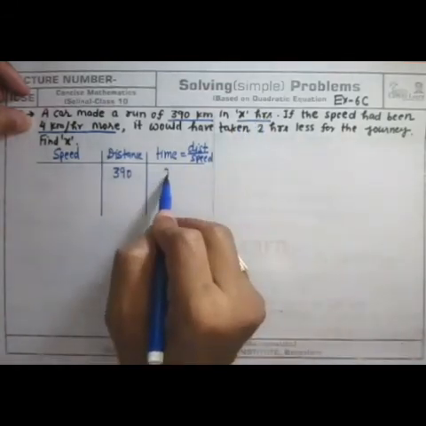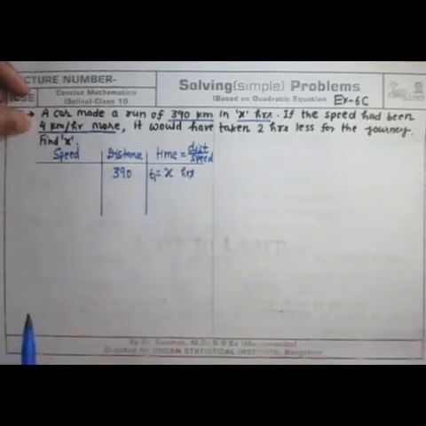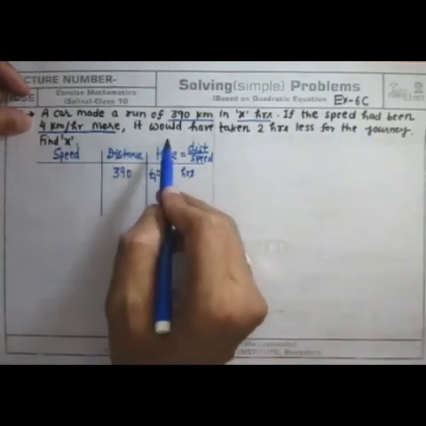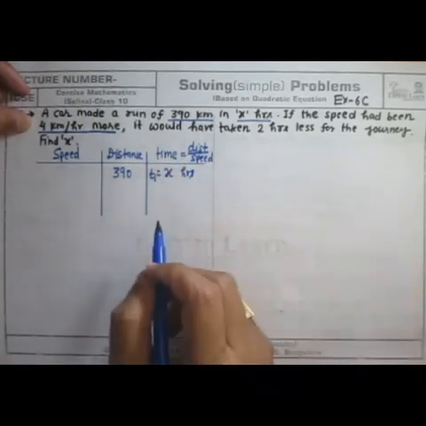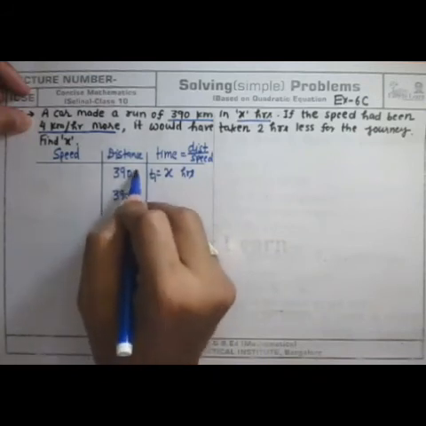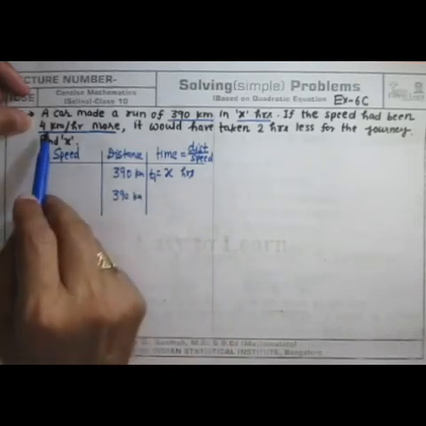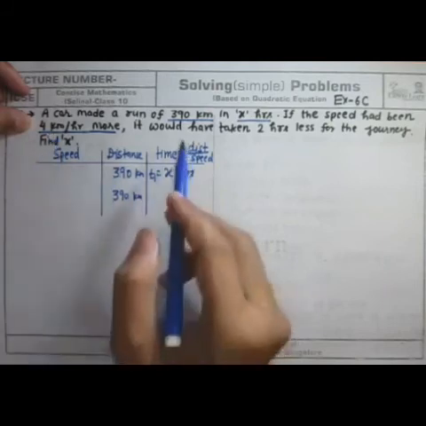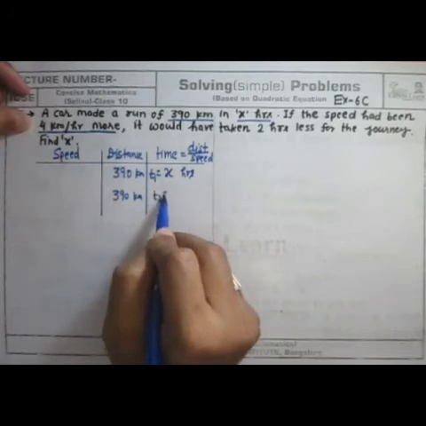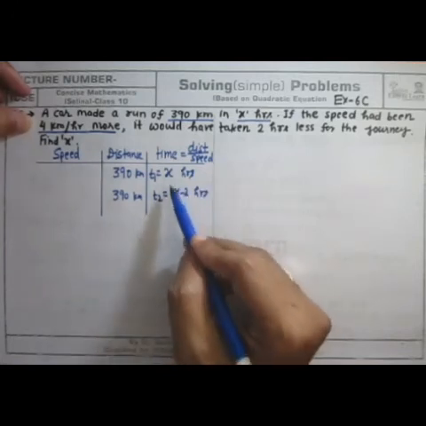So here time is given, t1 is given what? x hours. Now if the speed had been 4 km per hour more, it would have taken 2 hours less for the journey. So second time, to cover the same distance in kilometers, clear, if speed is 4 km more than the previous one, it would have taken 2 hours less. So this time taken is 2 hours less. That means it is x minus 2 hours.